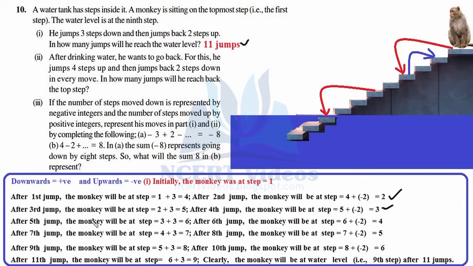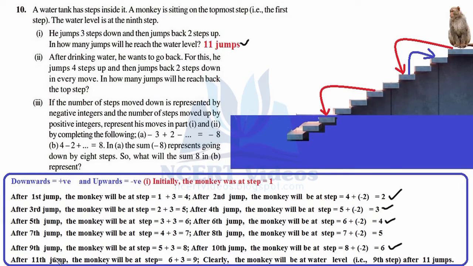Here, and then he jumps from the 3rd step, he will reach the 7th step. 3 plus 3 is equal to 6, the 6th step, and from the 6th step again he will have to jump back 2 steps. So he will reach the 4th step. Now from the 4th step he will jump 3 steps down, so he will reach the 7th step, and in his 8th jump he will jump back 2 steps up, so it is the 5th step.